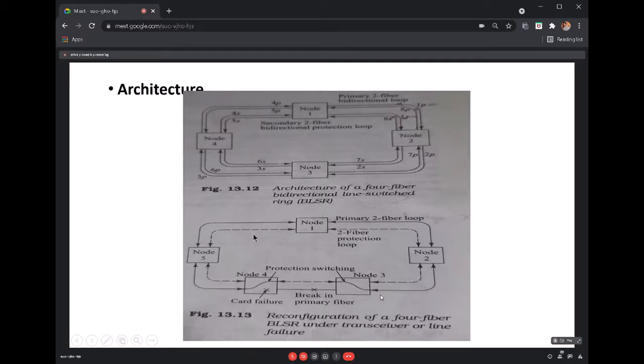Whereas in UPSR, that is unidirectional path switched ring, there it was taking the secondary path only. But here, whenever a breakdown takes place, it takes the standby, but in the next node it goes back to the regular primary. That is the architecture with respect to UPSR.